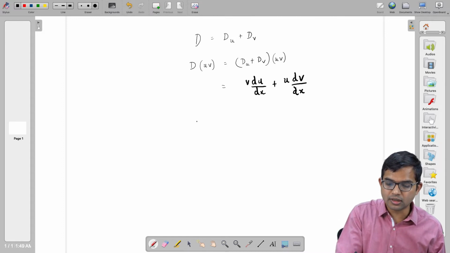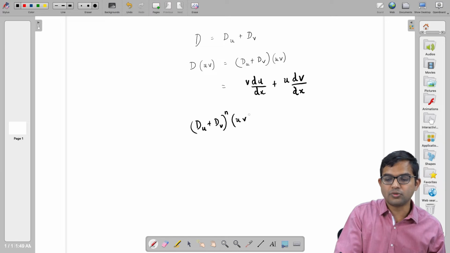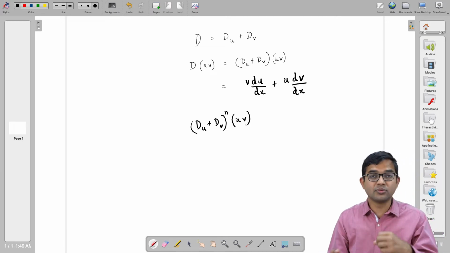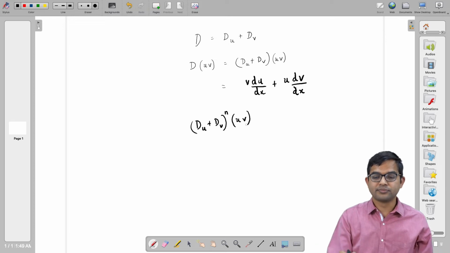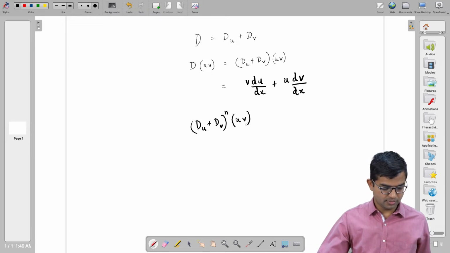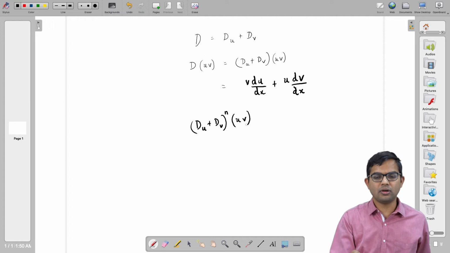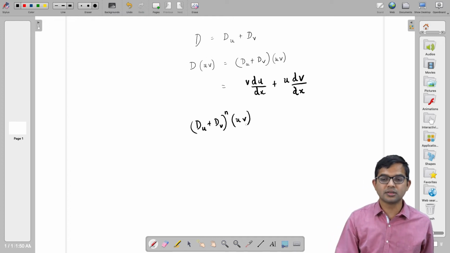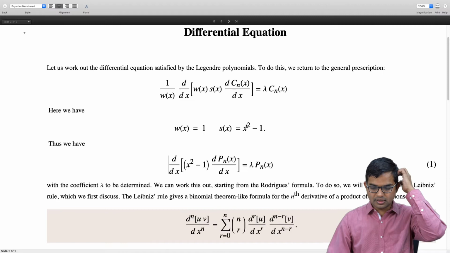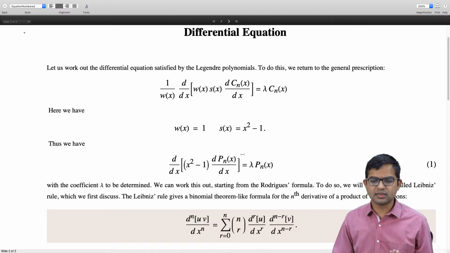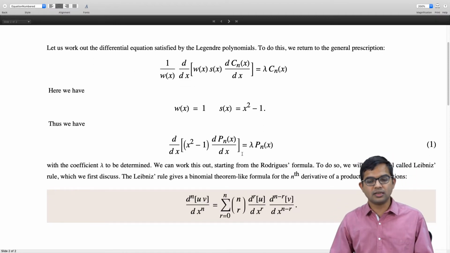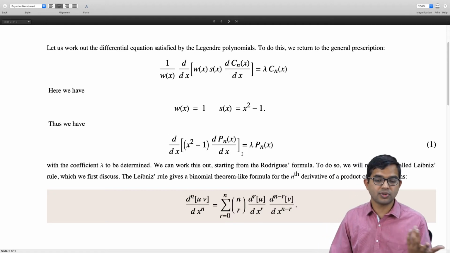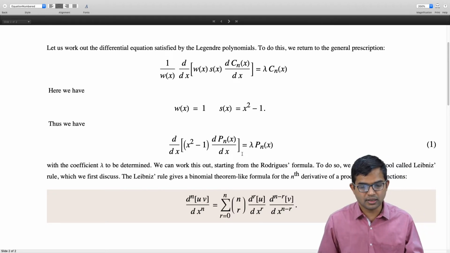What we are interested in finding is du plus dv, the whole power n, acting on some product of two functions. Then you use the binomial theorem to expand it out, and you can verify that the binomial theorem applied to the sum of two operators will give you this relation, right? You can check this by considering increasing powers of n, for example, and see for yourself that indeed it holds.